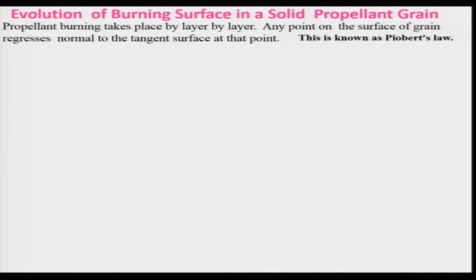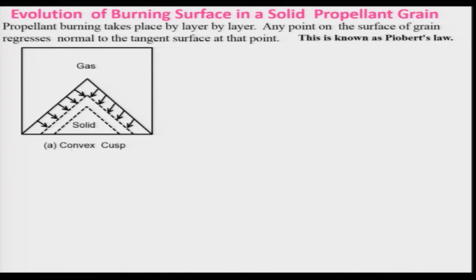Let us look at what will happen when you have a cusp, convex toward the gas. This is a cusp, basically an edge, where two surfaces are meeting. As per this pivot law, if I take a point here, it moves toward the solid as it regresses. This is one grain surface and this is another surface, and as they regress, this point is retained and will not really change.